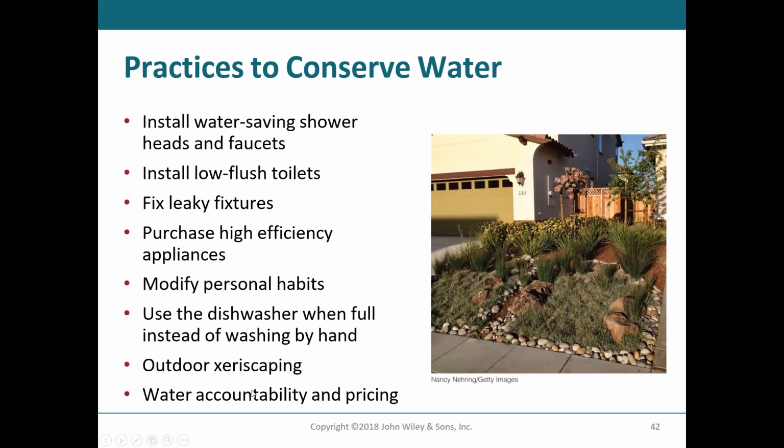Here are some examples of how you can practice water conservation. Read this over, but my favorite one is the second to last one, which is also depicted here in the picture on the right. Outdoor xeriscaping, okay? Not landscaping. Traditional lawns are horrible. Just having grass lawns with one or two trees is horrible. The grass that is commonly used in lawns is not native to South Florida. It's crabgrass, and it's just not very good.